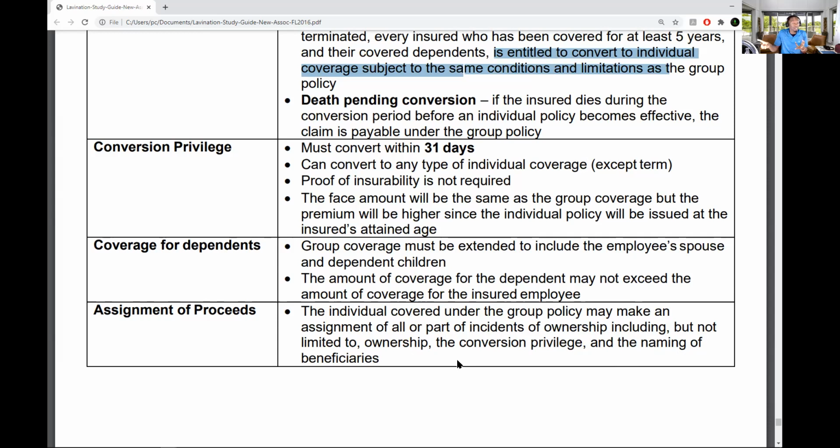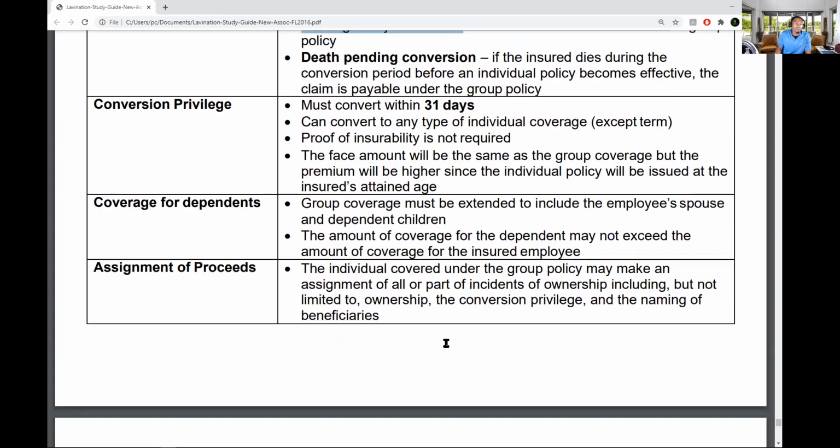Remember, there are two assignments: collateral assignment and absolute assignment. Absolute assignment means you give the rights away and you cannot get them back. It's a done deal, but you're still the insured. Collateral assignment is when you use the policy to secure a mortgage or some debt. Once you pay off the mortgage or the debt, you can get your policy back. That's why it's called partial ownership: you transfer part of it to someone else. Collateral is a partial right, where you still own part of the policy. Absolute assignment, you give it away completely, and you cannot get it back.